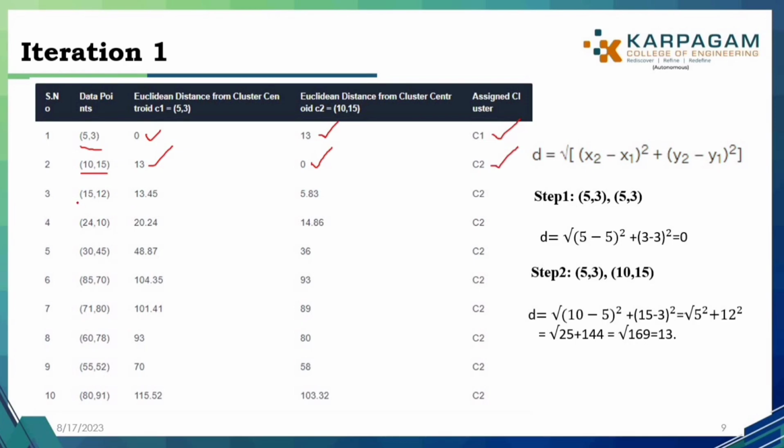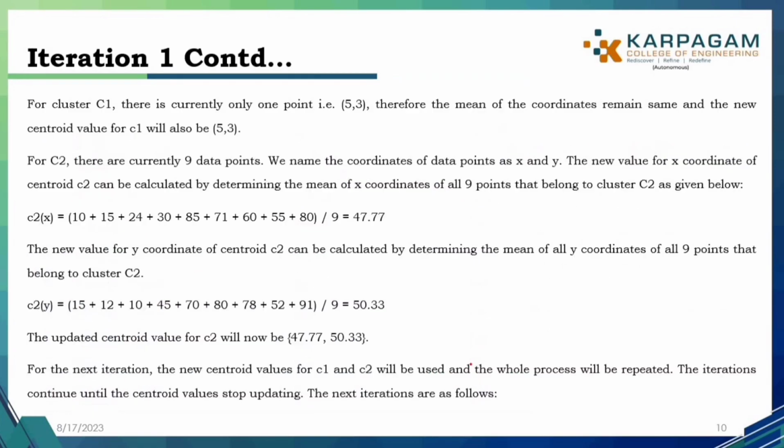Let's see the third data point. It is (15, 12), compared with C1 it is 13.45, and for C2 it is 5.83. So 5.83 is the minimum, so it belongs to C2. So the steps are repeated till (80, 91). In this iteration 1, there is only one value for C1 and 9 other values for C2. So we have to find the average.